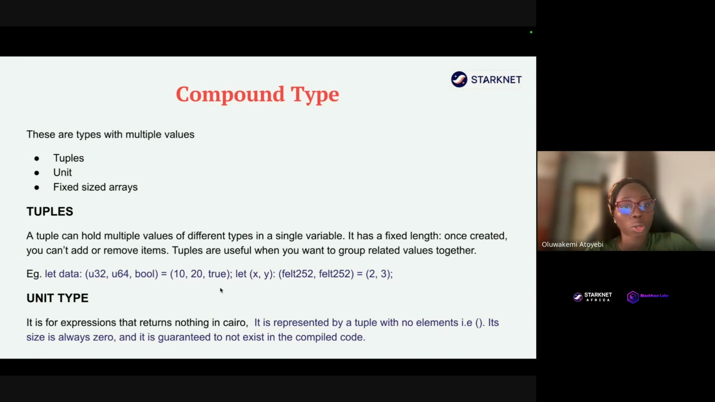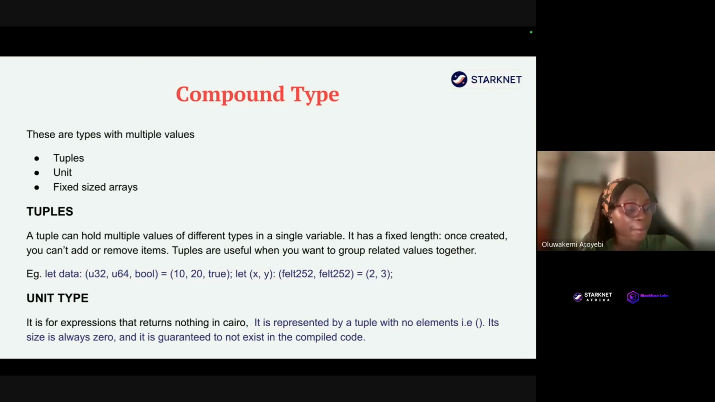Or you can also declare it another way, whereby you have different variable names for access, so that whenever you want to access a value, you'll be able to access it easily. So you have different variable names, you have the type, and then you have the value. So a tuple is basically using a parenthesis to write your data type.